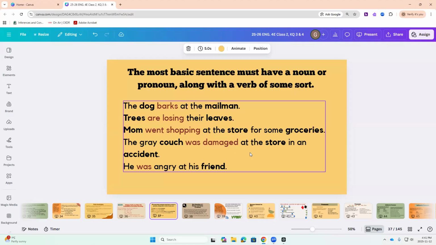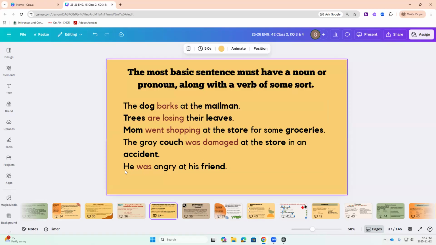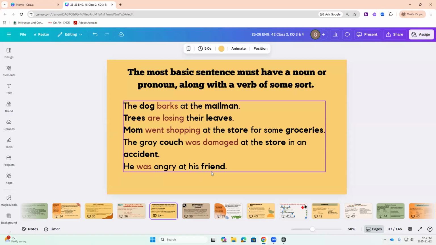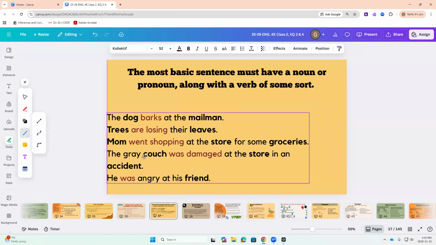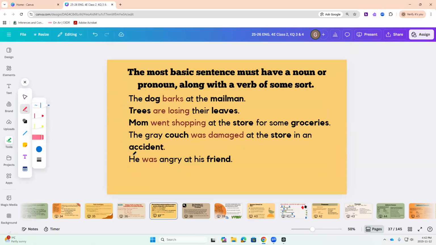The gray couch was damaged at the store in an accident. Couch, store, and the word accident are all nouns. Was and damaged are the verbs. He was angry at his friend. Okay? So he is not a noun, right? I cannot use that one as a noun. It is a pronoun. It's legitimate to be there. It's fine to be there.